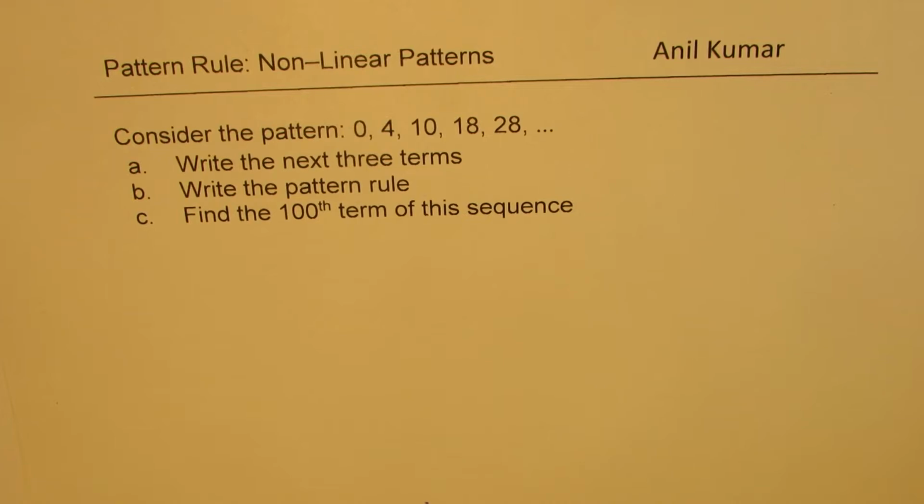Here is an example which has a nonlinear pattern. We'll see how to find a pattern rule in such a case. The question here is, consider the pattern 0, 4, 10, 18, 28 and so on. Write the next three terms. Write the pattern rule. Find the 100th term of this sequence.